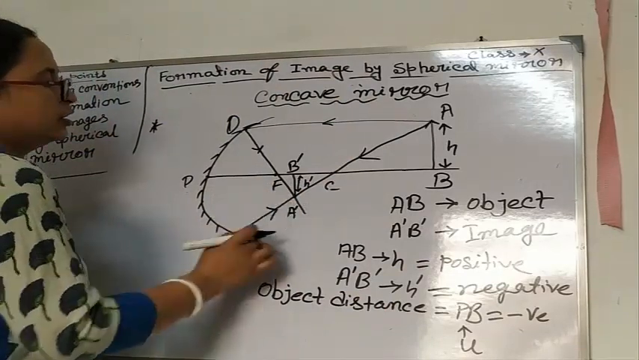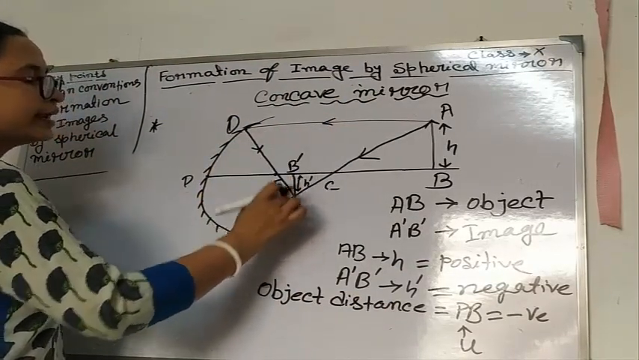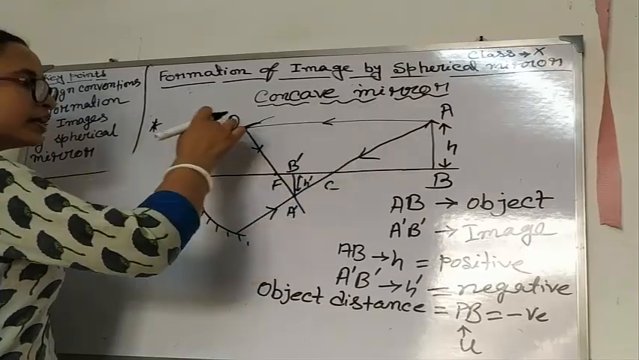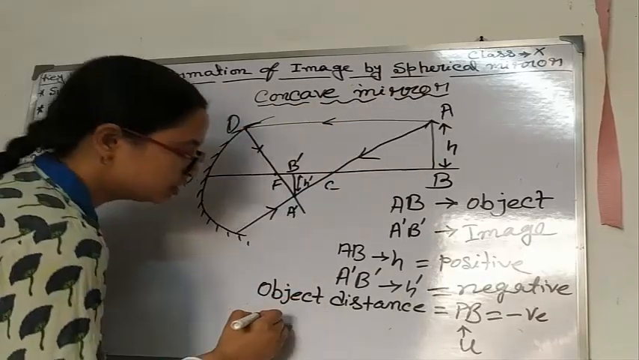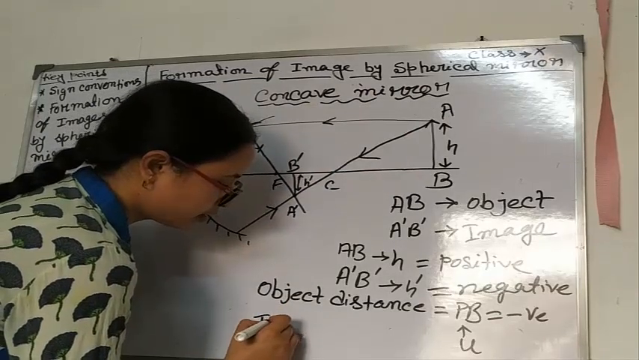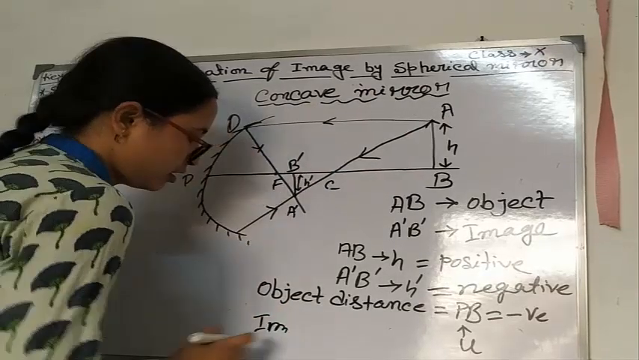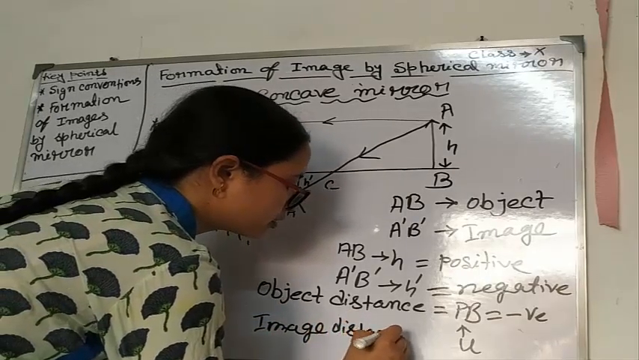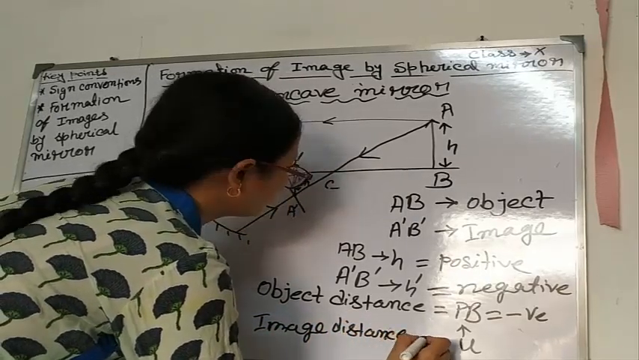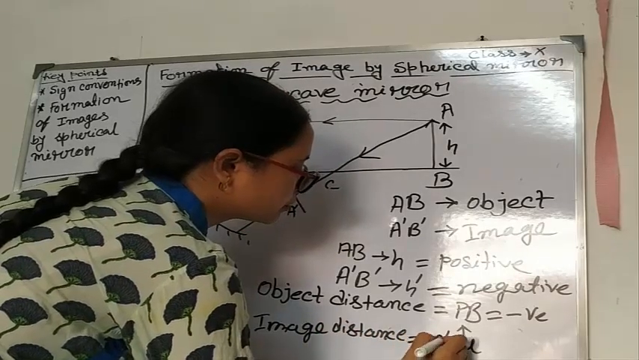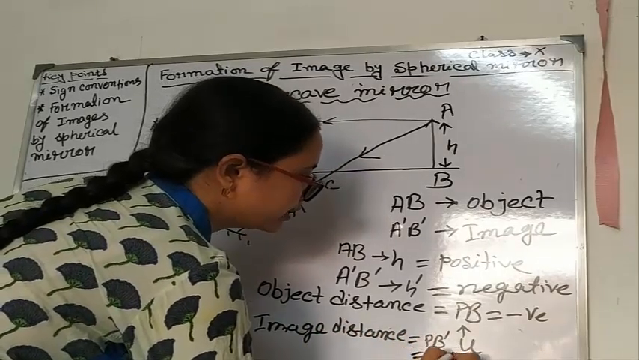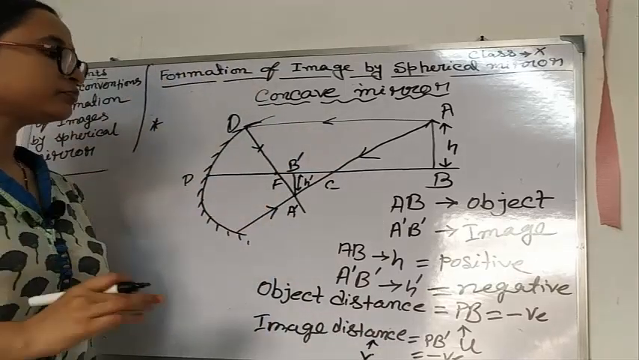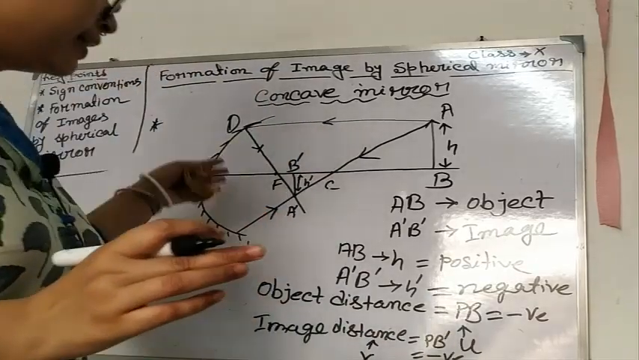Similarly, the image distance, A dash B dash, P B dash, and the incident ray is AO, so the image distance is also negative. This is represented by V. Clear? Sign convention I also explained here.